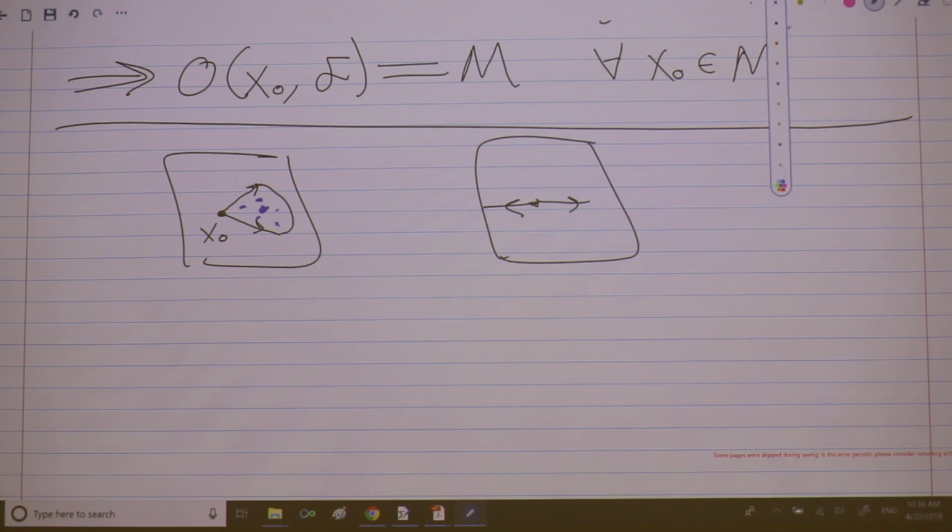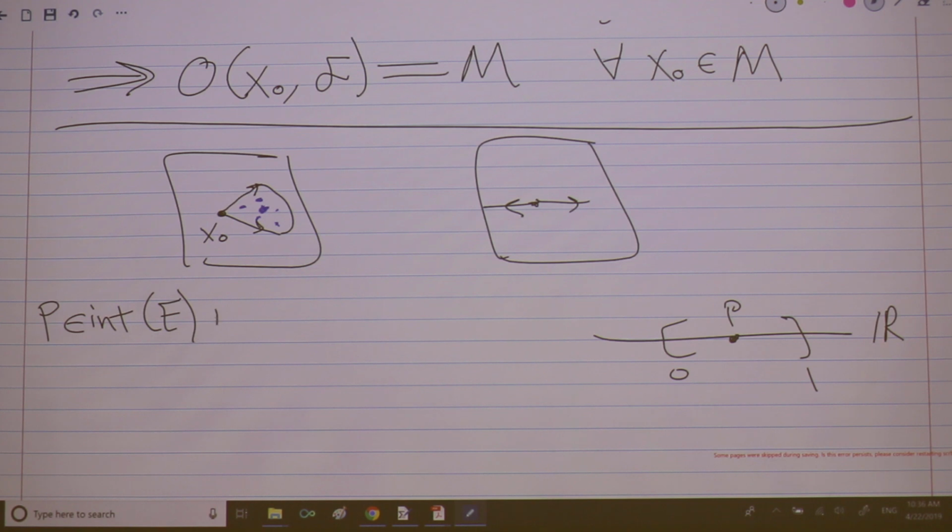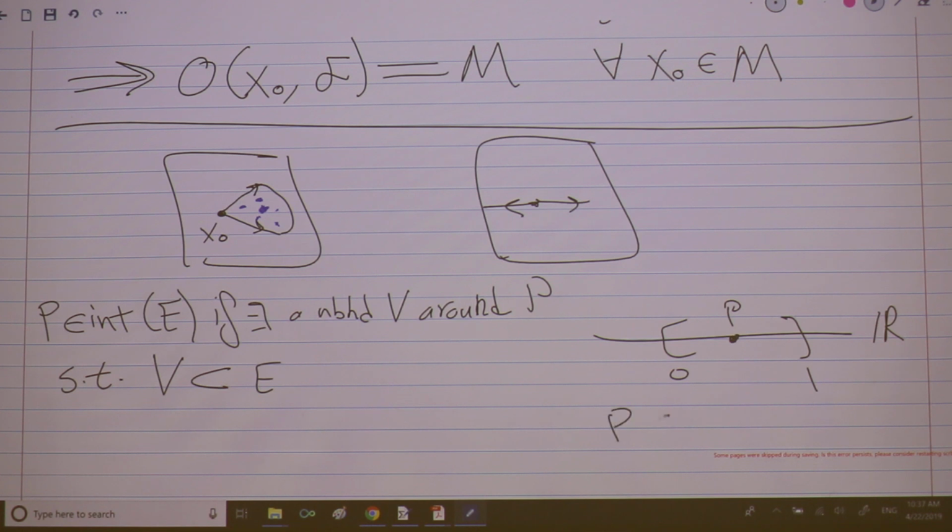So, obviously, the set [0, 1]. We live on R. So, this point in the middle, P. P is in the interior of some set E if there exists a neighborhood V around P such that the entire neighborhood is in E. So P belongs to the set [0, 1]. Is it an interior point? P is in the interior of [0, 1]?